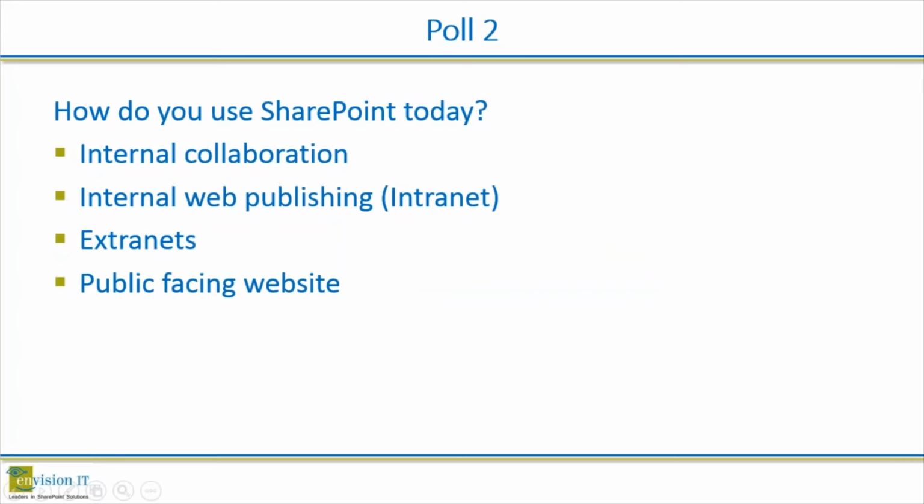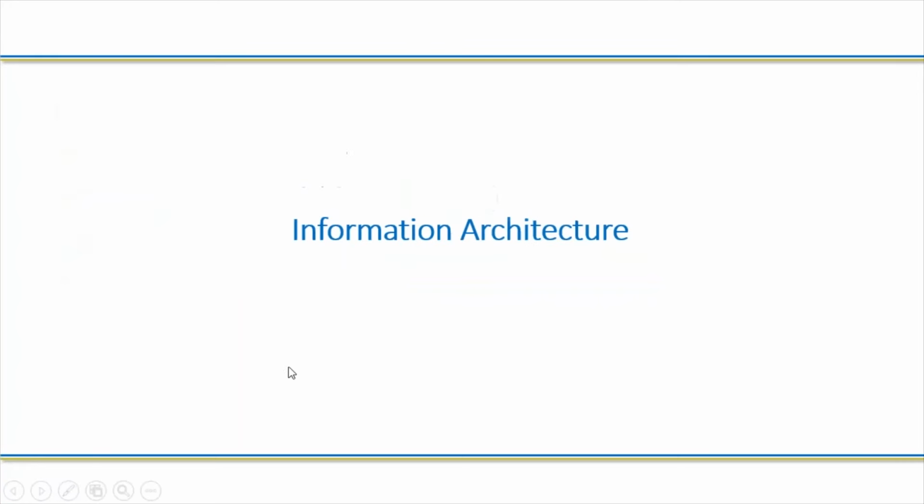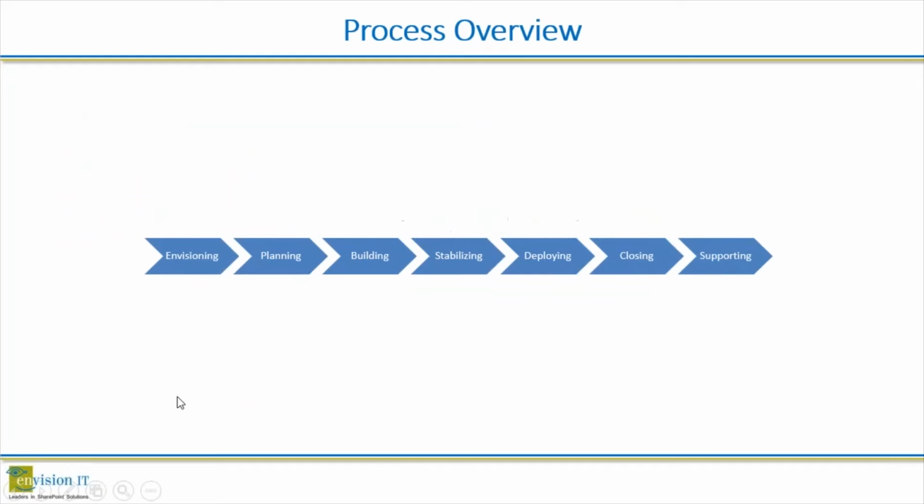And let's continue on. We're going to dive right into the information architecture part of the discussion. But before I get into the specifics of information architecture, I kind of want to frame that in the general process of doing a SharePoint project. So this is the Envision IT process, moving from envisioning to planning, through building, stabilizing, deploying, ultimately closing and supporting the project. And the elements that we have in the different phases of the project, in the envision phase, we're doing what we call vision and scope. We're gathering high-level requirements. We're thinking about budget, schedule, what that looks like.